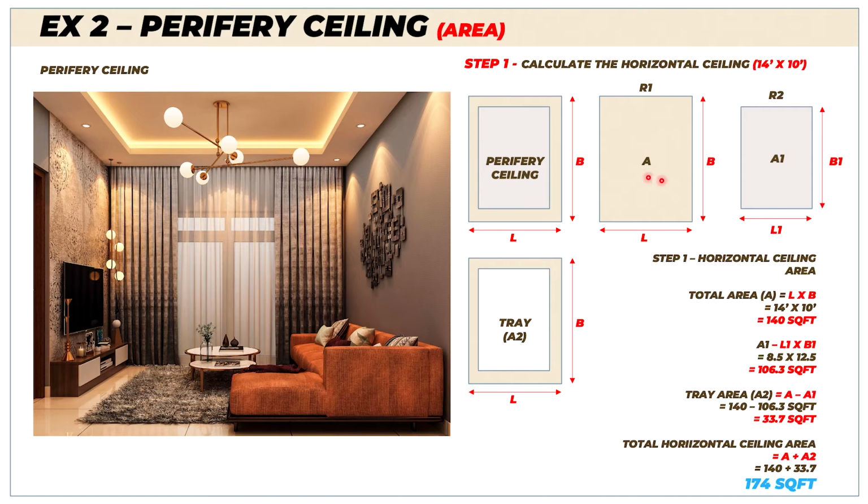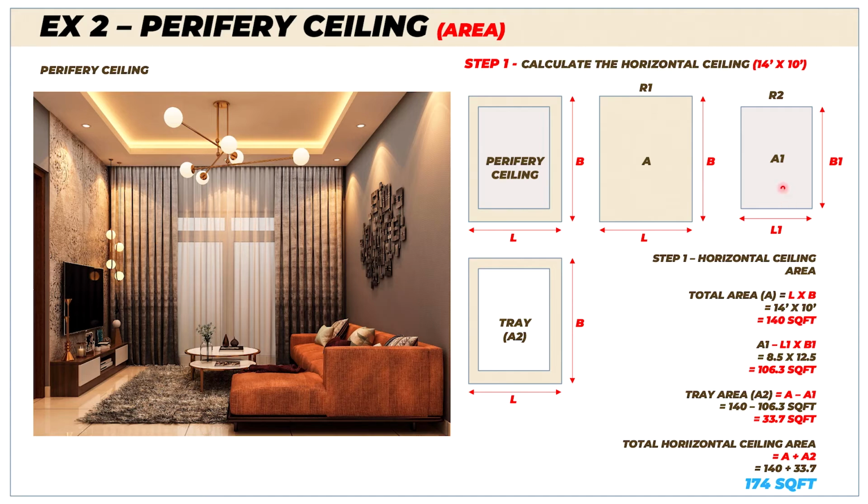Basically this rectangle that you see, the area for this would be A, I'm considering it A, and length would be L, width would be B. So let's first calculate the area of this. Again, simple formula: A would be length into breadth, that is L into B. So total area for A would be 140 square feet.